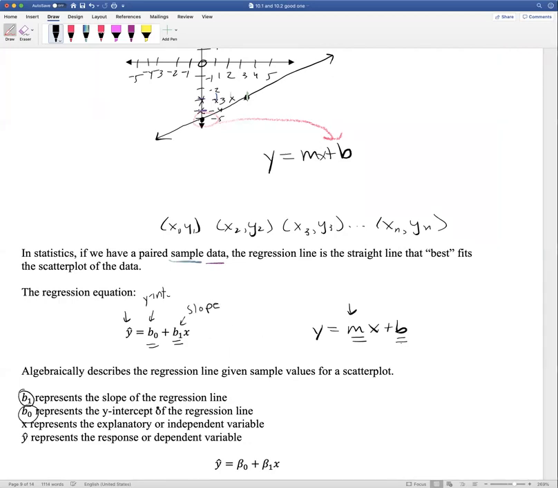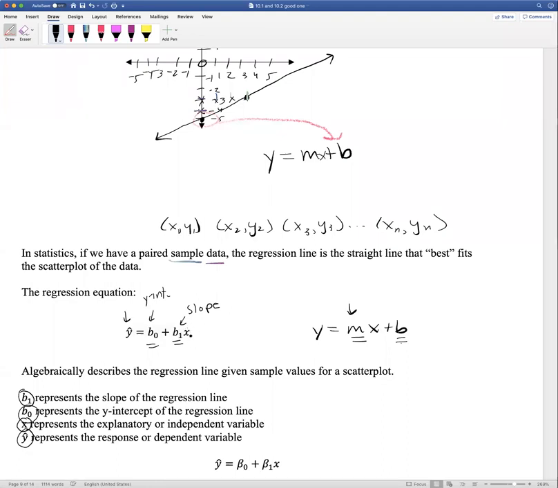So one more time, if we're talking about the general equation of a line algebraically, we call it y equals mx plus b. If we talk about the general equation of a line, statistically speaking, we call it y hat equals b naught plus b1x. Now for y hat, we refer to y as being the response or dependent variable, and x we refer to as being the explanatory or independent variable. So x is what's used to explain y.